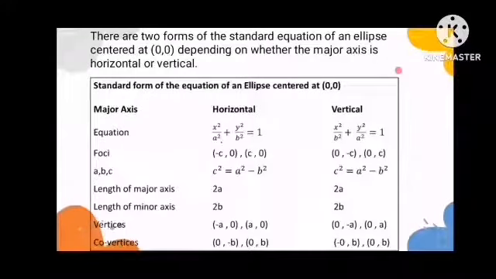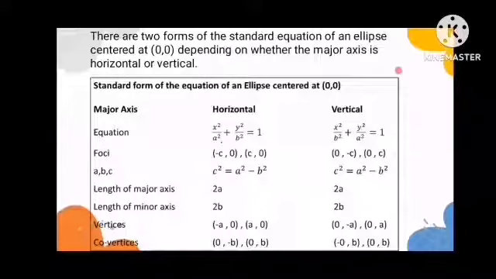There are two forms of the standard equation of an ellipse centered at (0, 0), depending on whether the major axis is horizontal or vertical. The equation for the horizontal is x squared over a squared plus y squared over b squared equals 1. And for the vertical, x squared over b squared plus y squared over a squared equals 1.